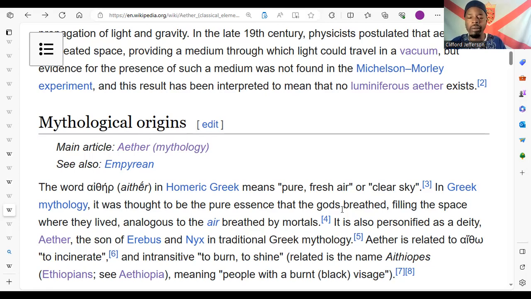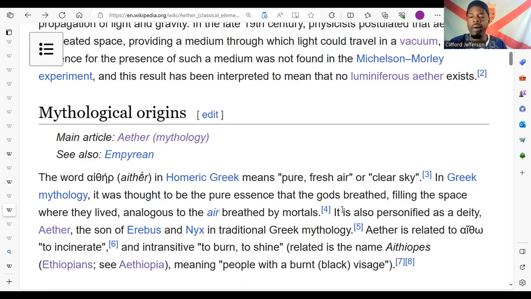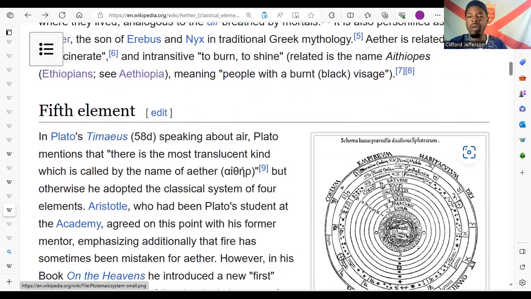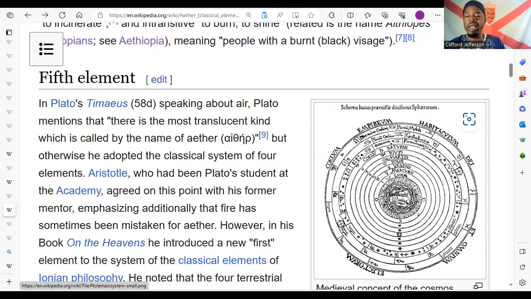We are deities, but we must incinerate. We must shine. We must burn this black facade. In order to burn this black facade, we must understand who we are at the fifth element. And the fifth element is the ether that sustains the outer bounds of the universe, the outer bounds of the universe.